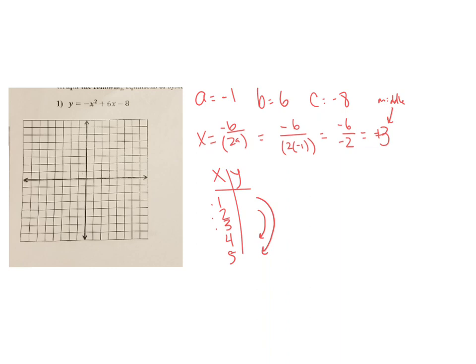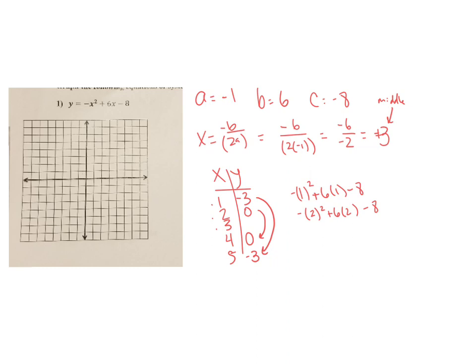I plug in 1, so I have negative, in parentheses, 1 squared, plus 6 times 1 minus 8. So I get negative 1 plus 6, it's 5, minus 8, it's going to be negative 3. So now I know 5 is negative 3. Now I'm plugging in 2, so I get negative 2 squared, plus 6 times 2 minus 8. So I get negative 4 plus 12, it's positive 8, minus 8 is going to be 0, which means 4 is going to be 0.